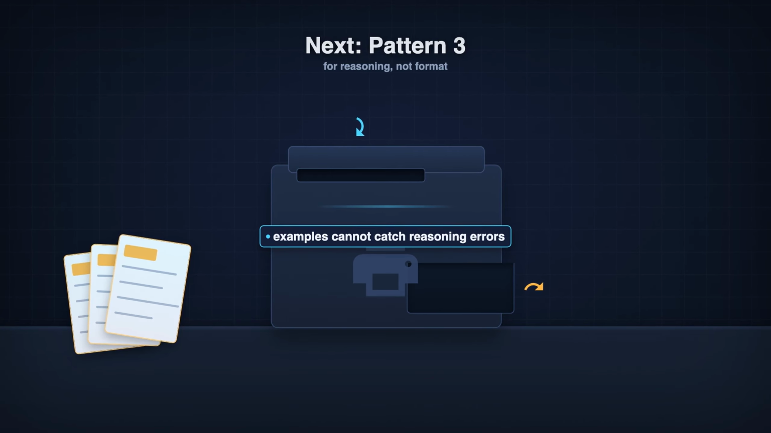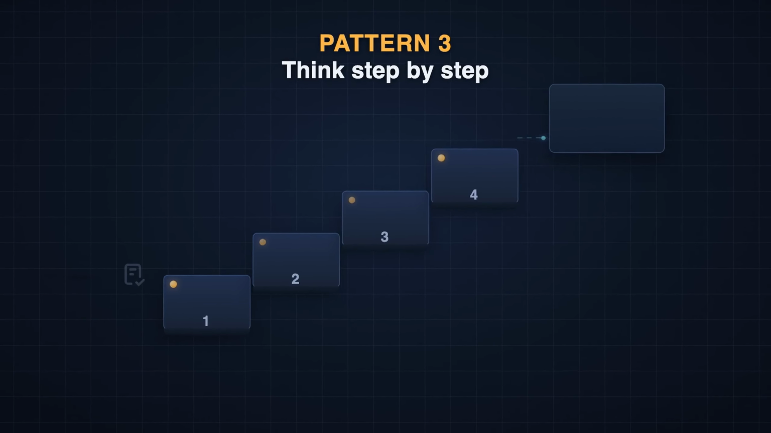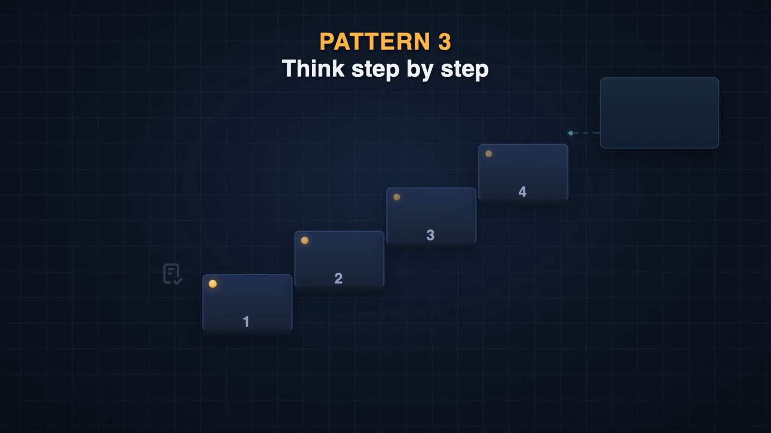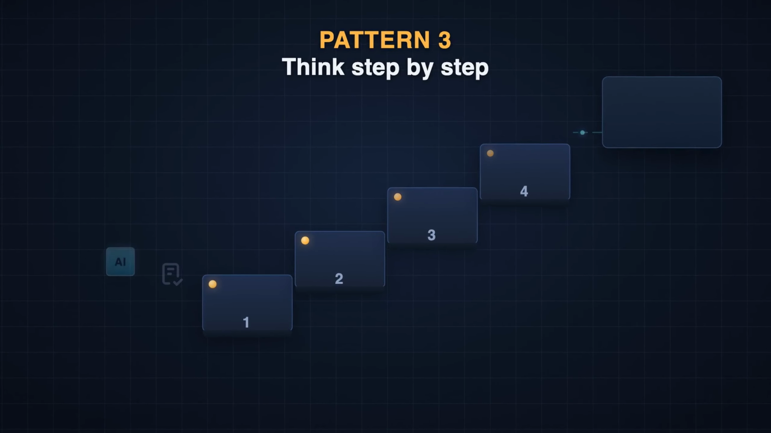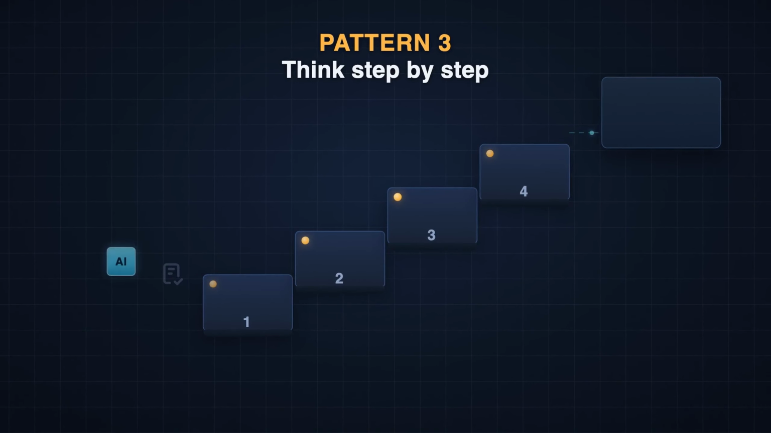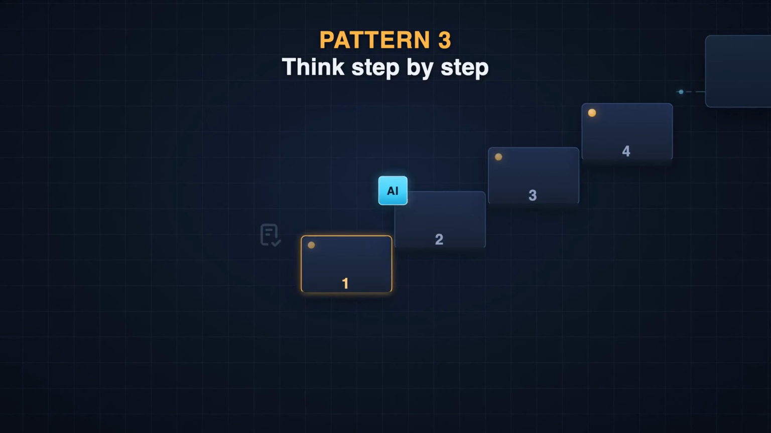But examples cannot catch a reasoning mistake. For that, pattern 3. Make it think step by step. This is the weakest looking trick and one of the most powerful. Just add a phrase, work through this step by step, or reason first, then give the final answer. That's it. Suddenly, the model shows its work before it commits.